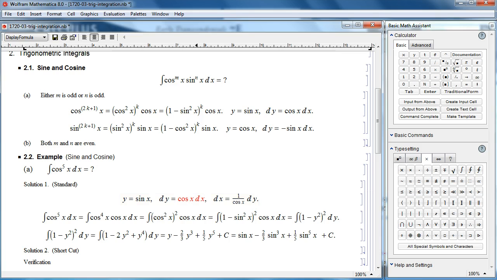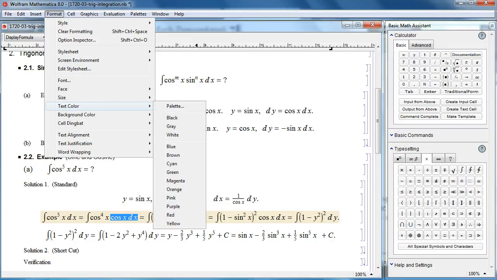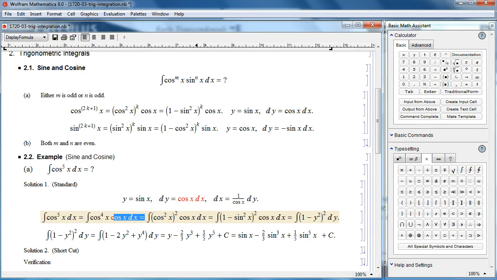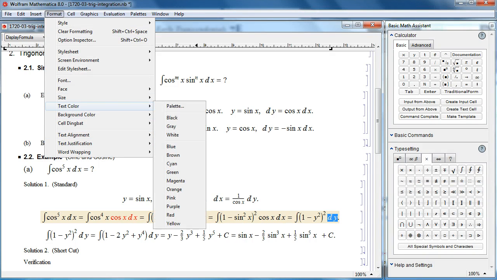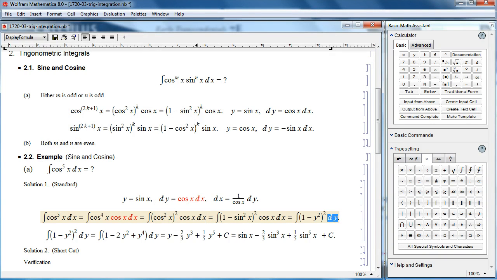And let's work out this integrand. Cosine to the fifth power can be rewritten as cosine to the fourth power times cosine of x times dx. And that red part will be written as dy. Like that.